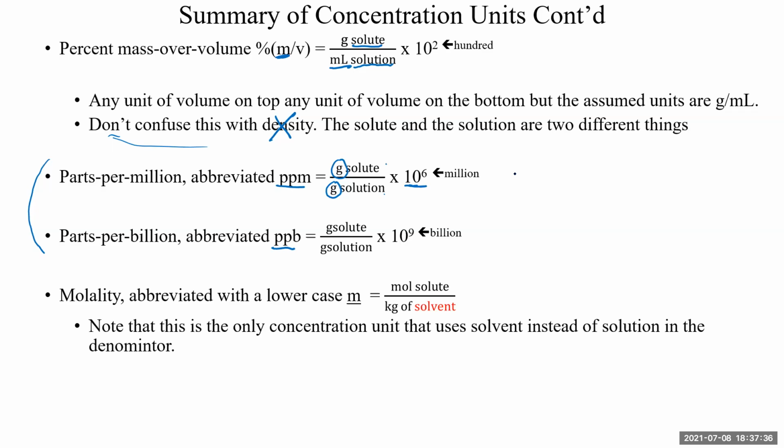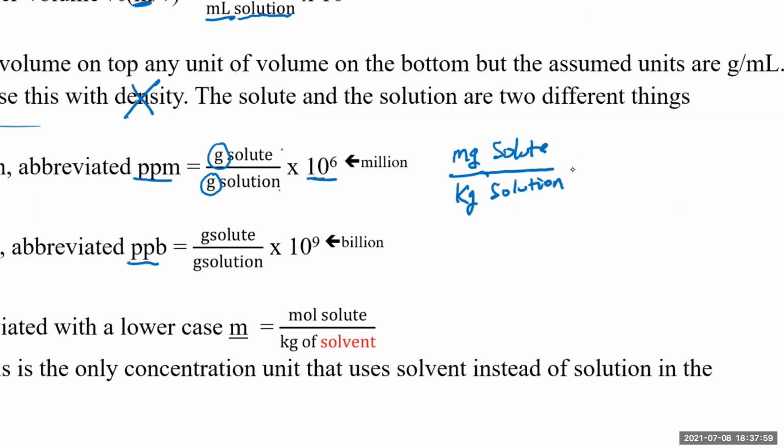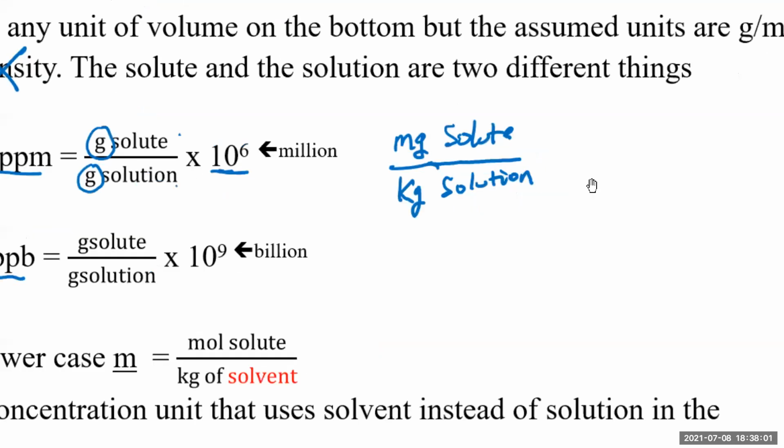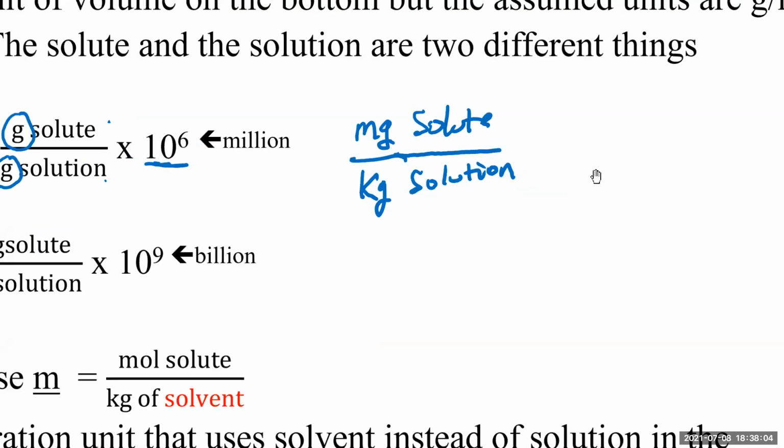Another way to express this, and I'll mention this in the notes later, is to take milligrams divided by kilograms. Milligrams of solute. Remember, these are two different things, the numerator, the top number, and the denominator, the bottom number. The top is solute, the bottom is solution. These are not the same item. You can't take the mass of solute and put it on the top and the bottom. That wouldn't even make any sense anyway.